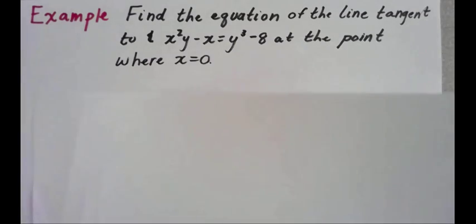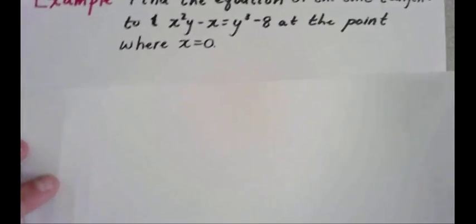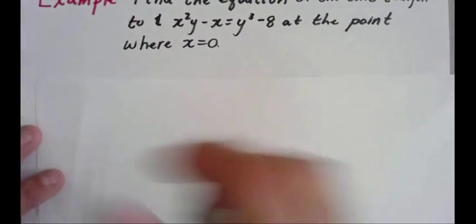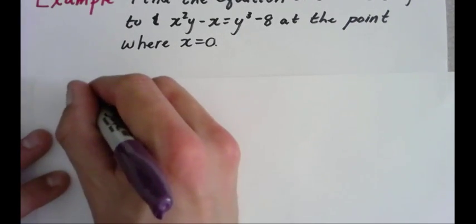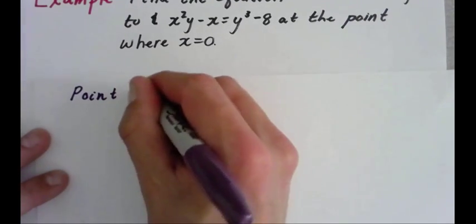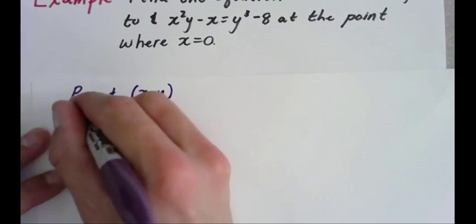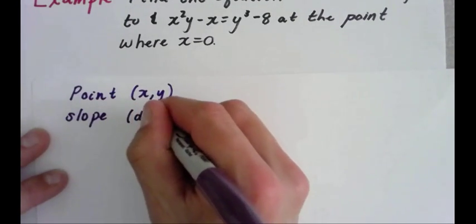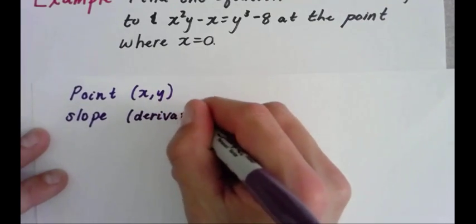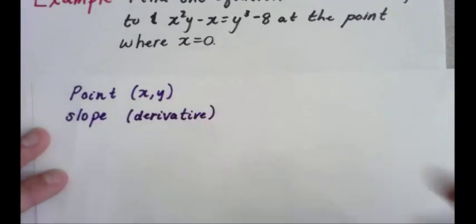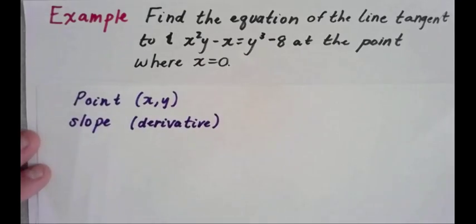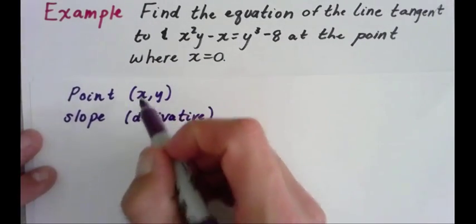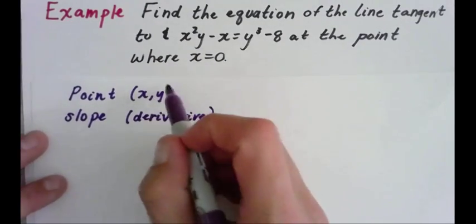Alright, so the first thing we want to do, remember we talk about point-slope form. We need a point, this point x, y, and we also need the slope. That means derivative, so that's what you're thinking: derivative, in this case y prime. The only problem is I just have the x, I have nothing else. So I'm going to first find y.